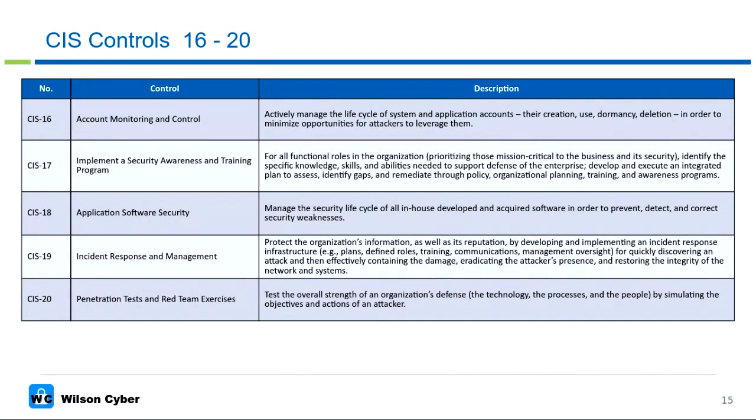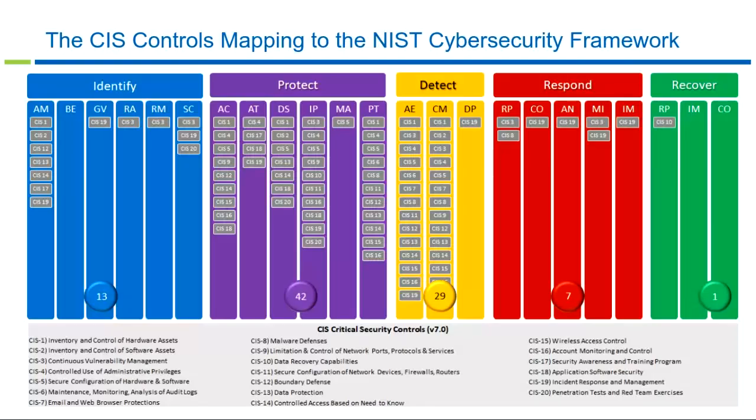Control number 19 is incident response and management. Protect the organization's information as well as its reputation by developing and implementing an incident response infrastructure, plans, roles, training, communications, and management oversight for quickly discovering an attack, effectively containing the damage, eradicating the attacker's presence, and restoring the integrity of the network and systems. And Control 20 is pen tests and red team exercises. Test the overall strength of the organization's defense, technology, process, and people by simulating the objectives and the actions of an attacker. And here's a mapping of the CIS controls in this cybersecurity framework.